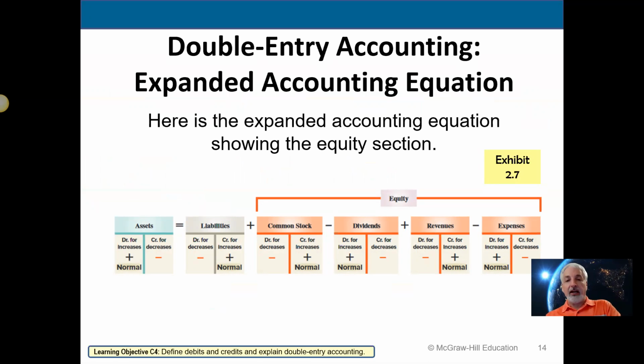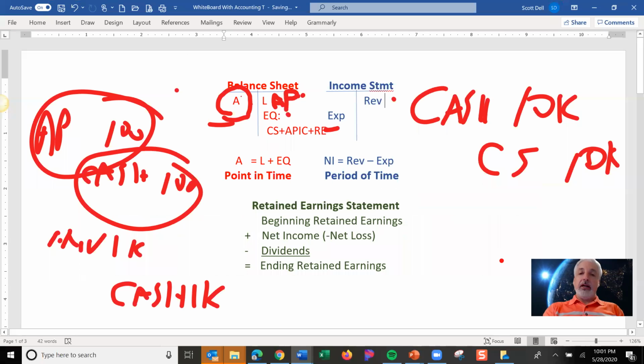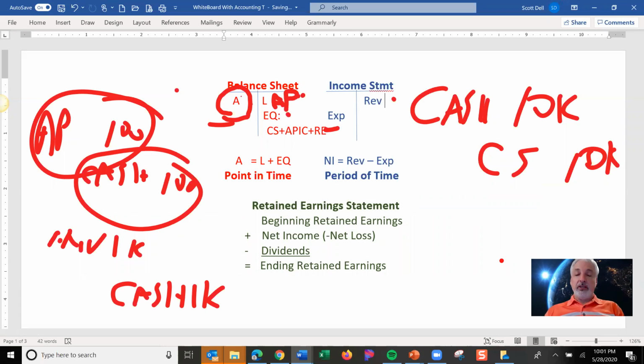Okay, the expanded accounting equation. I like using the income statement. Notice revenues, credit increase, debit for decrease. Expenses, debit for increase, credit for decrease. If you look back here, that makes sense. Revenues on the right, that's a credit balance normally. Increase it with another credit. Expenses, increase with a debit.